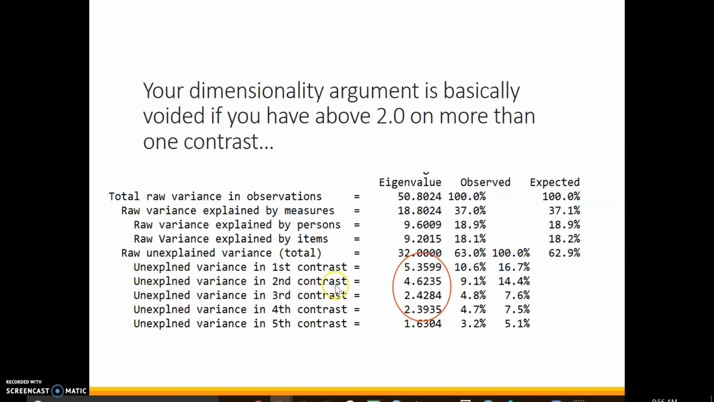And especially if you find something like this, where we're picking up a factor for the first contrast, a factor for the second contrast. We've got potentially 4 extra factors in the noise after the Rasch dimension has been removed. So this is explaining up here, is explaining the Rasch dimension, conceptually the first factor, and picking up 4 potential extras. You're not going to have any dimensionality argument if you see this.